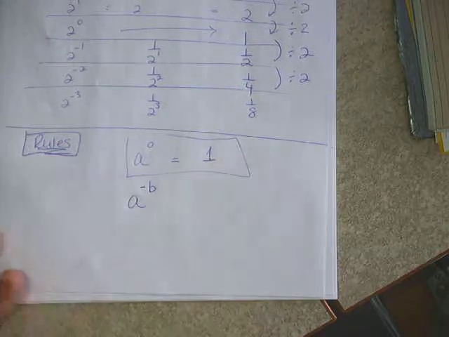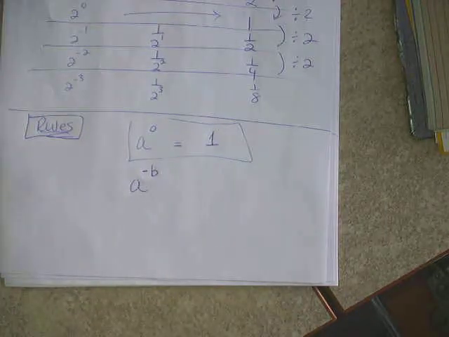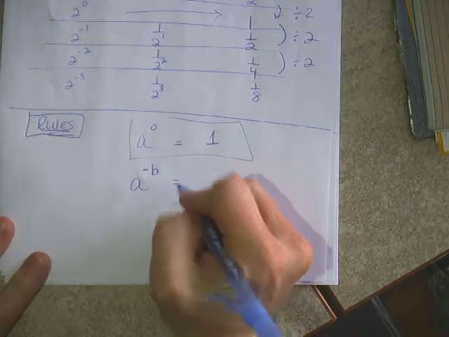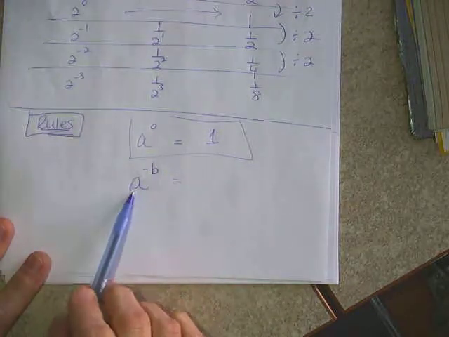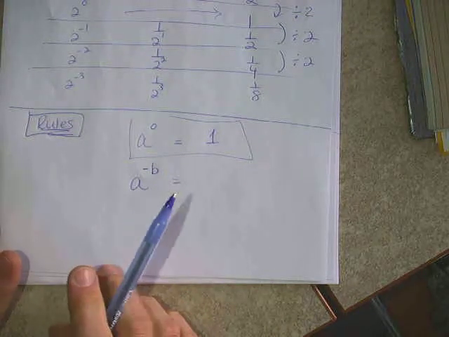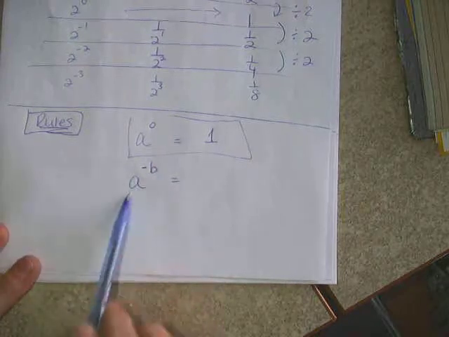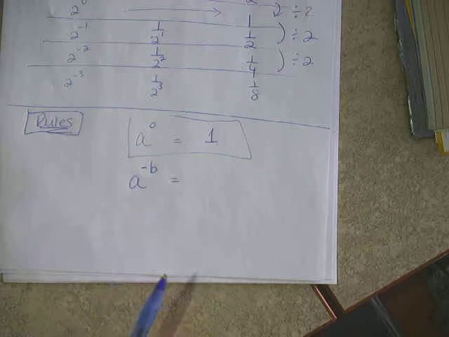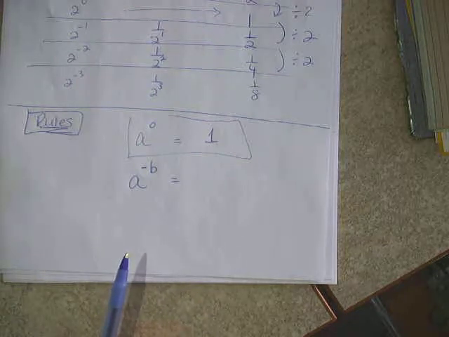The second one is a to the negative b. We're just going to use, that way a could be any integer, b could be any integer, a could be a decimal for that matter. But to get rid of a negative exponent, think of like an elevator, okay? This is really the top of a fraction, right?